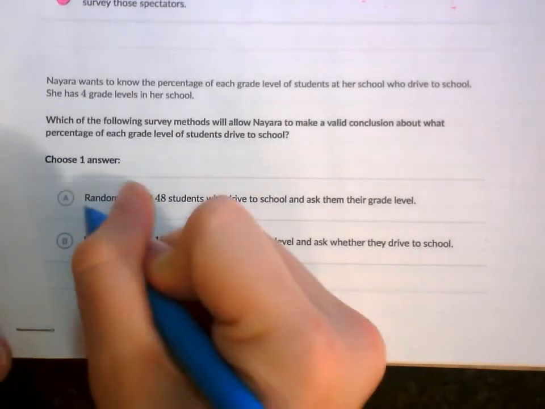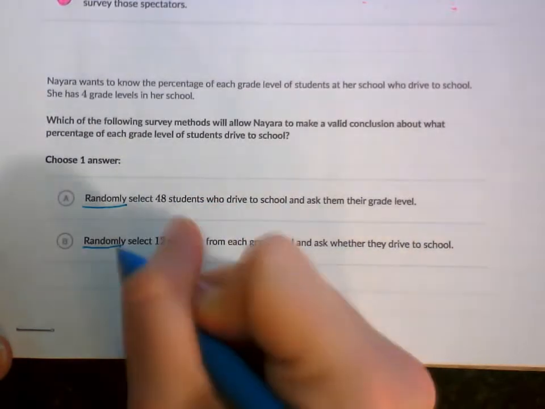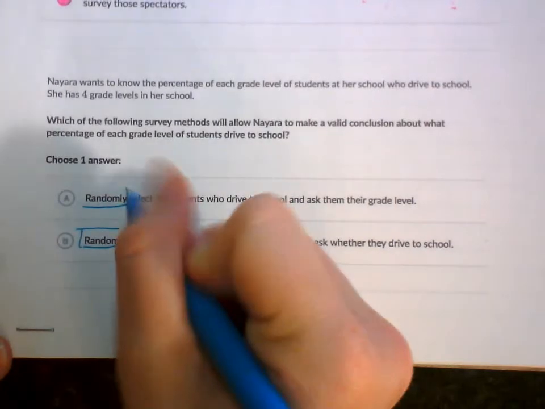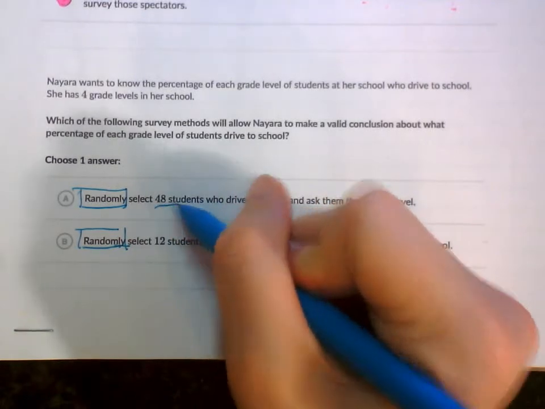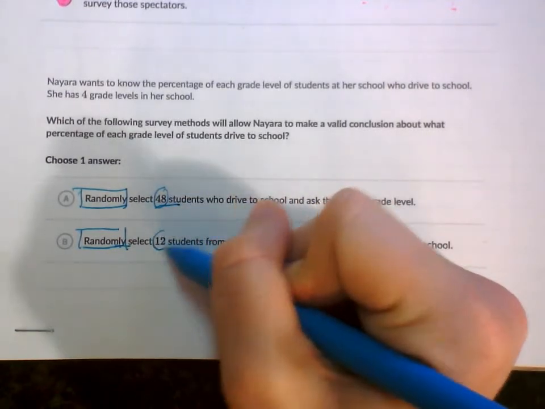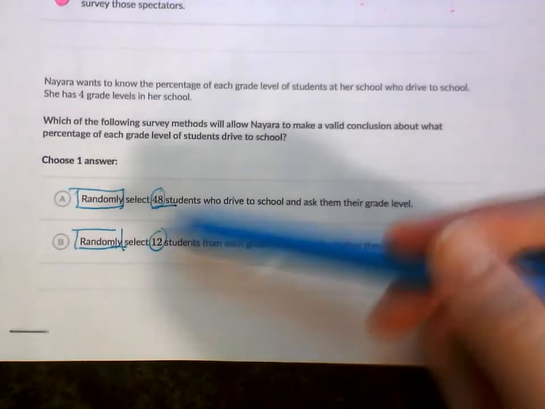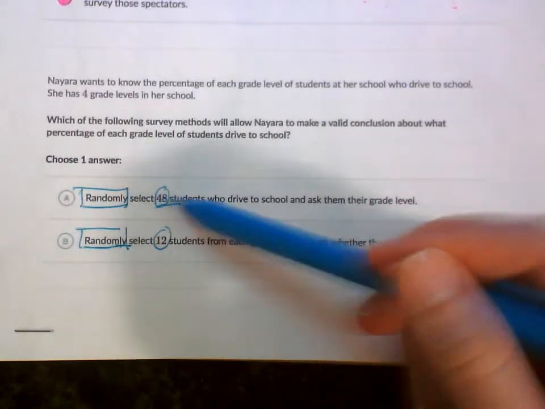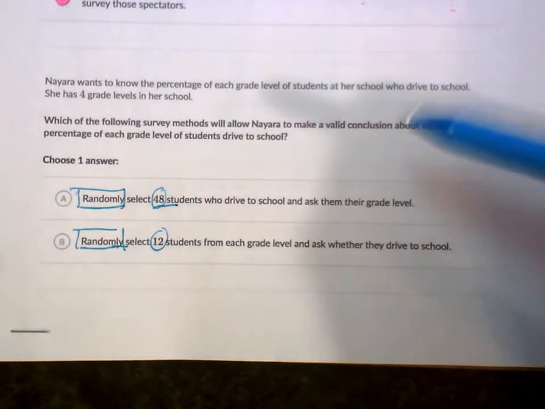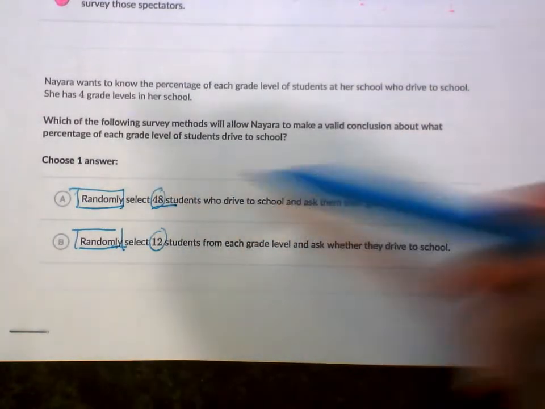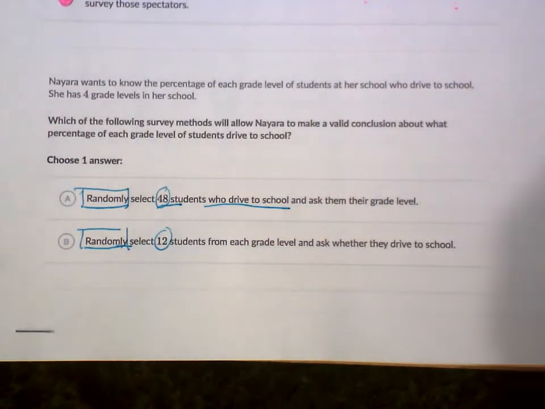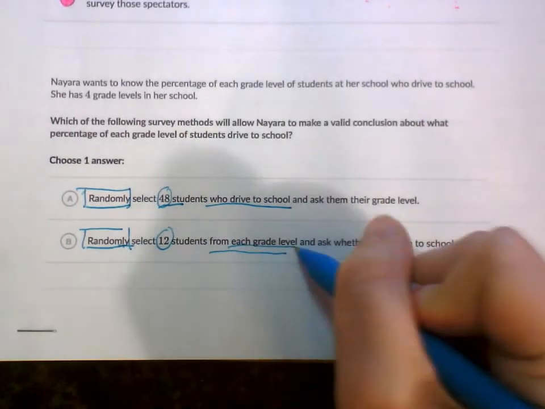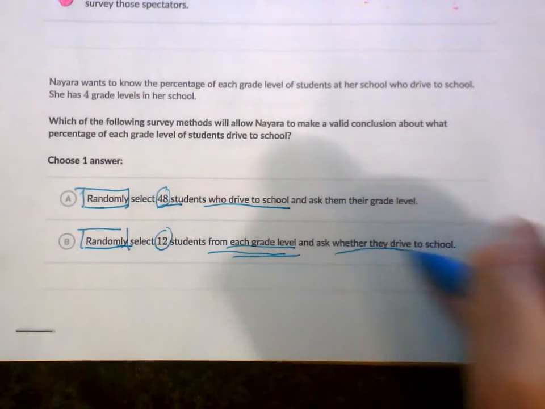So, we notice both answer choices say randomly select. We like random. A is 48 students. B is 12 students. We like bigger samples. So far, A is winning because it's random and it's a bigger sample. A, though, says randomly select 48 students who drive to school and ask them their grade level. B says randomly select 12 students from each grade level and ask them whether they drive to school.